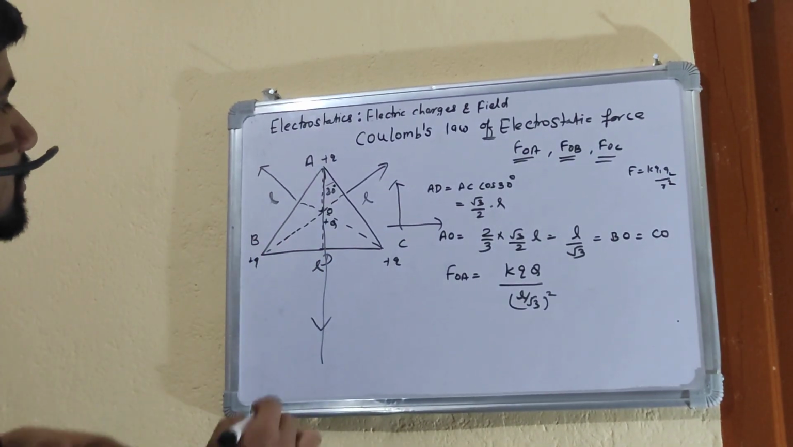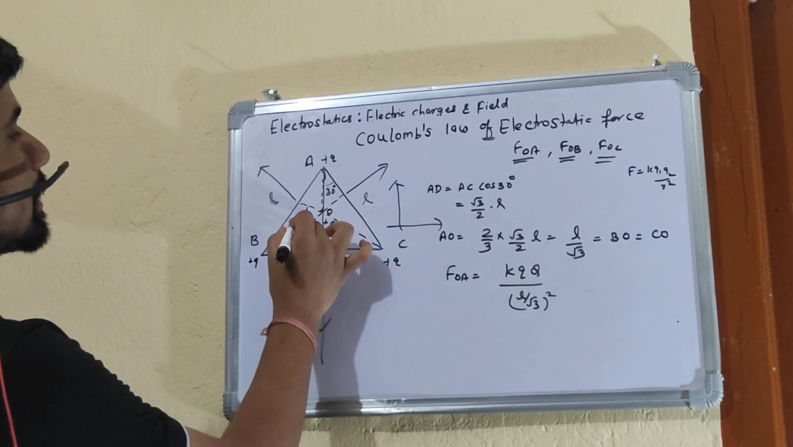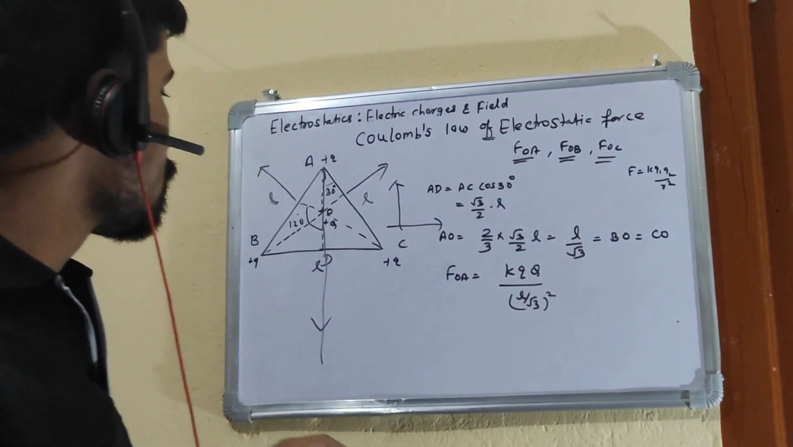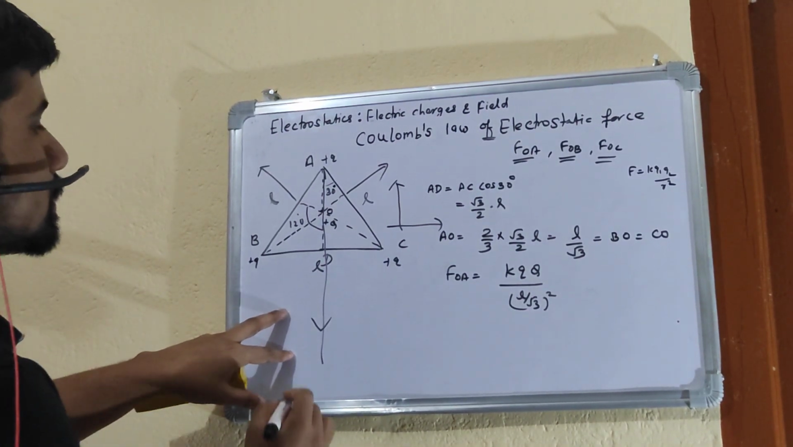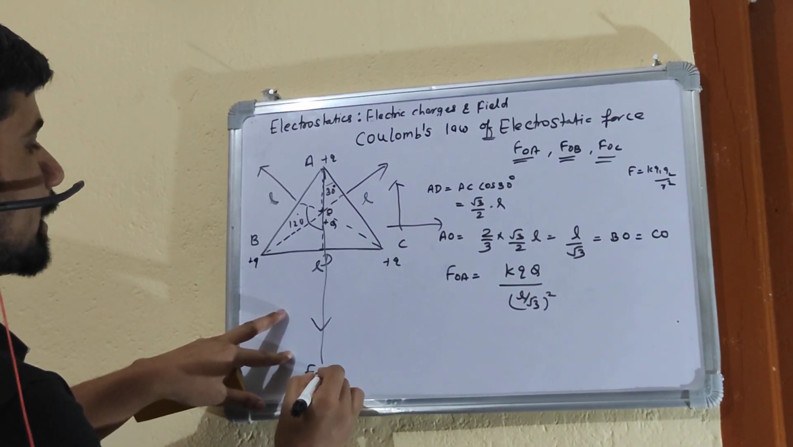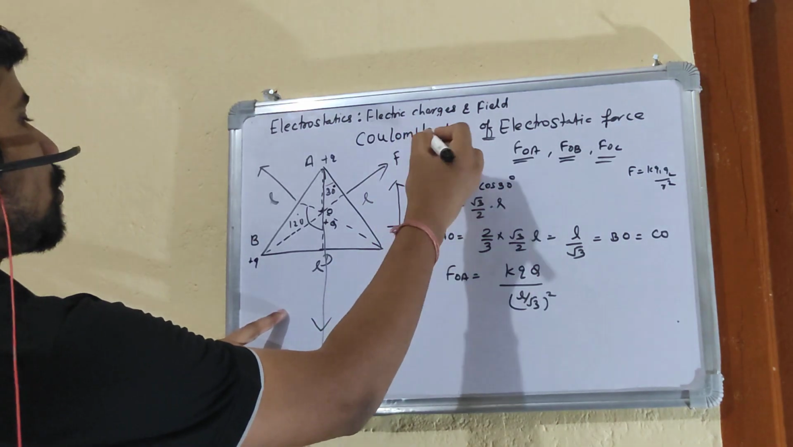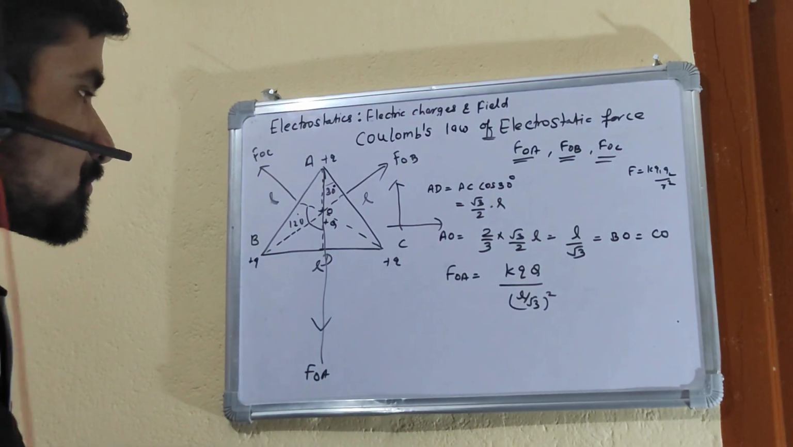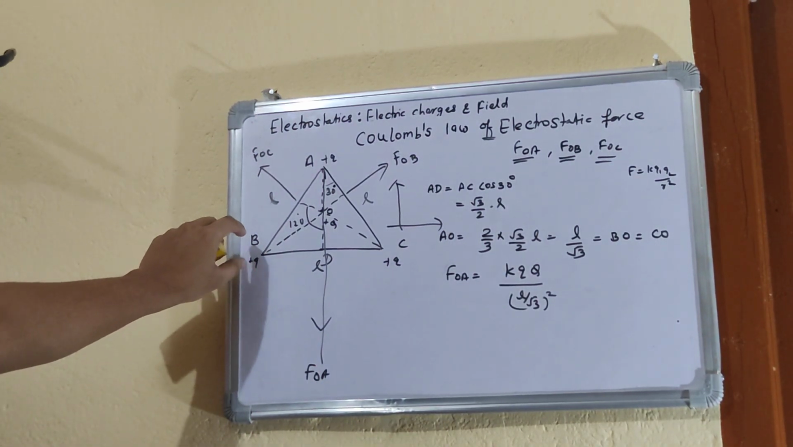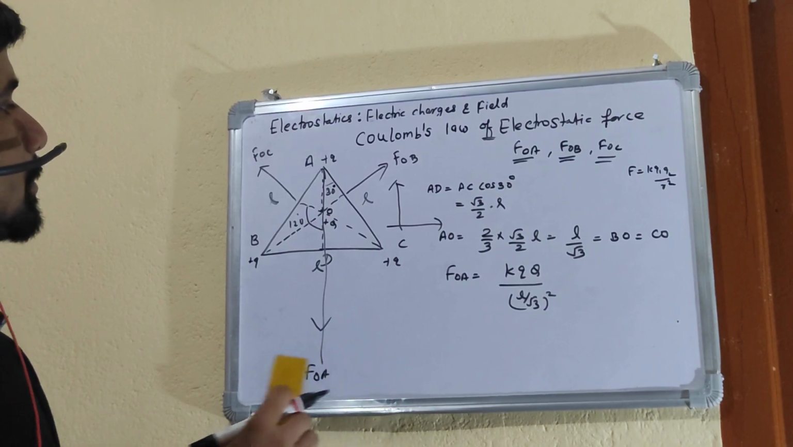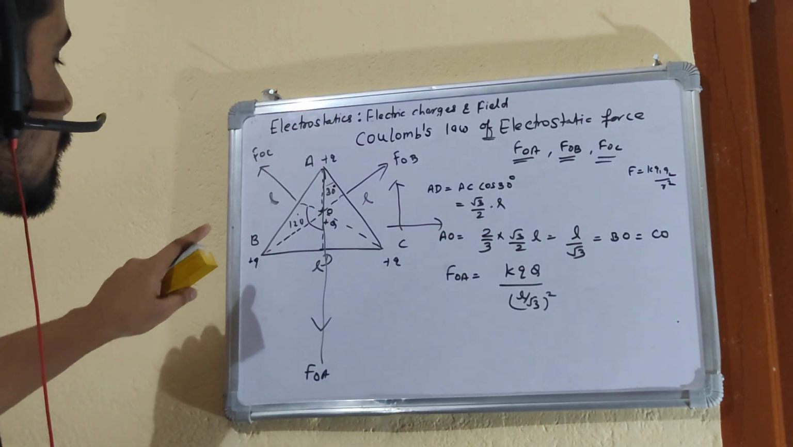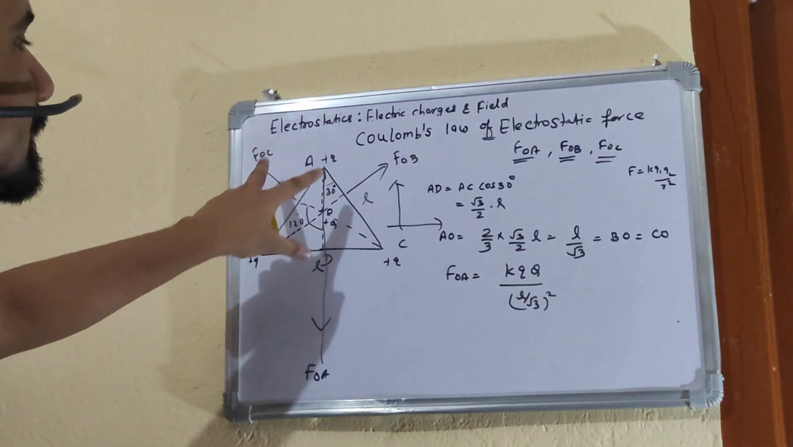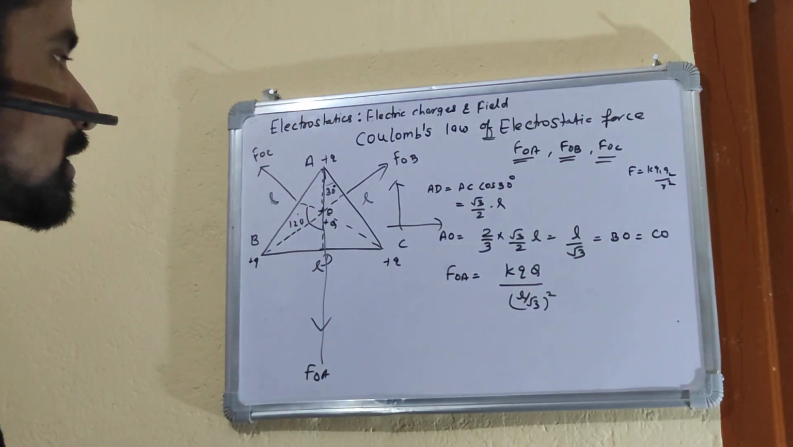And all the angles between these three forces are 120 degrees each, right? Because all forces are equal in magnitude. So this is FOA, this is FOB, and this is FOC, right? Now let me make it a bit simple for you. FOC and FOB, let's take two at a time and then we'll go for the third.